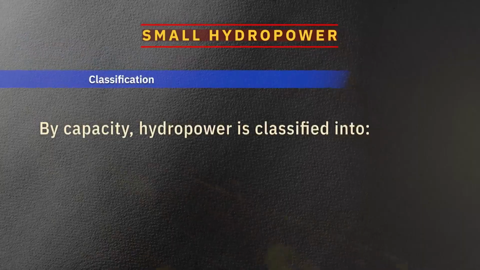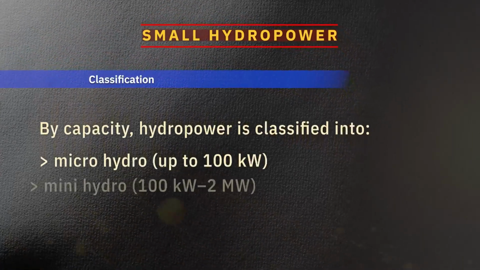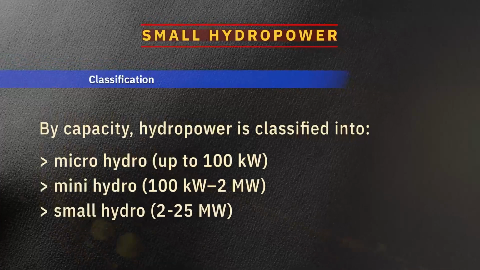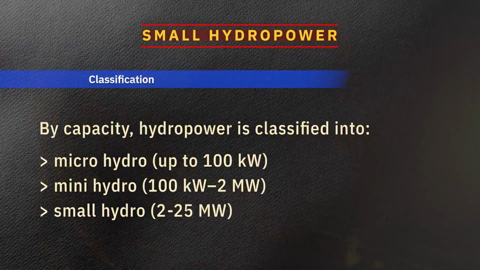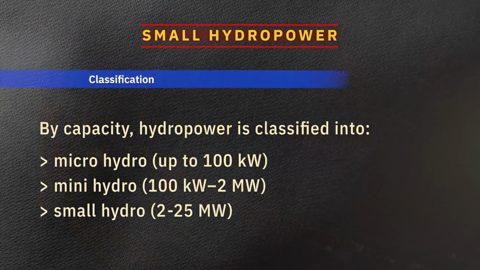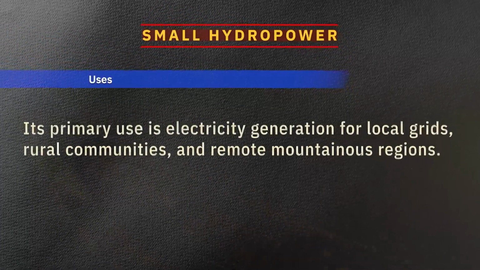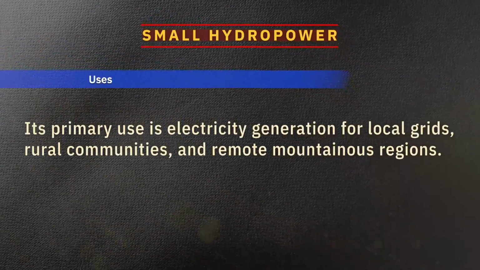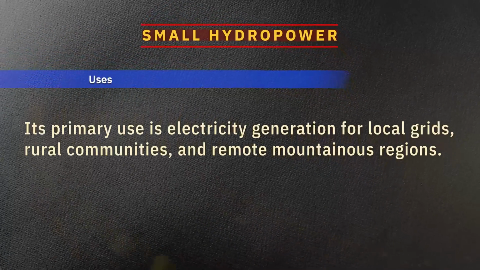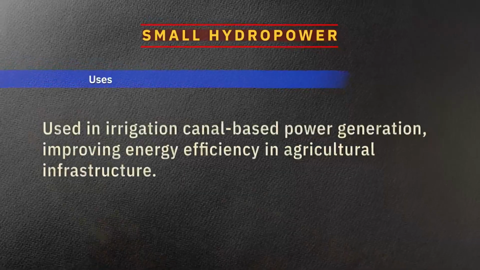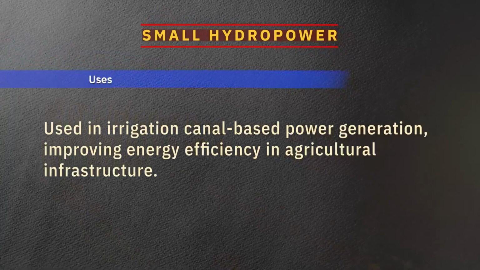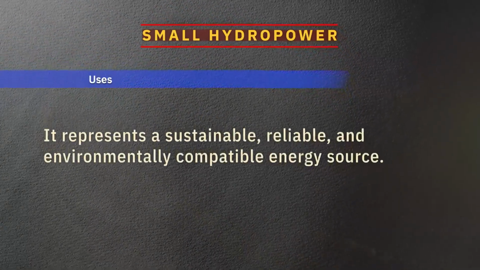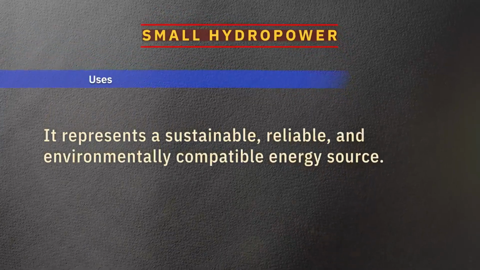and contributes to energy security and sustainable development. Now, classifying the small hydropower project, we can see that by capacity, hydropower is classified into micro, mini and small hydropower projects. Micro hydropower is up to 100 kilowatt, mini hydropower is 100 kilowatt to 2 megawatt, and small is 2 to 25 megawatt. The uses of hydropower are primarily in electricity generation for local grids, small villages, rural communities, remote mountainous terrains, etc. It is also used in canal-based irrigation, power generation, and improving energy efficiency in agricultural infrastructure. It also represents a sustainable, reliable, and environmentally compatible energy source.